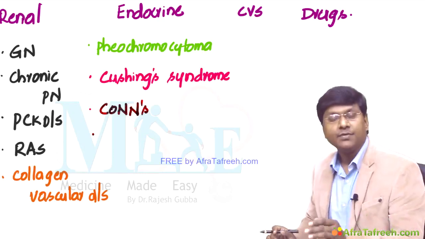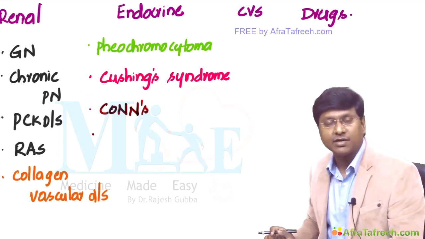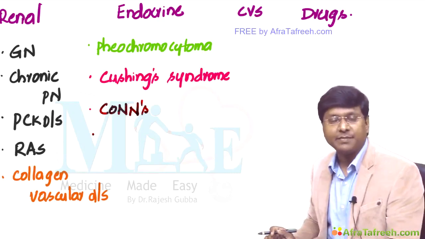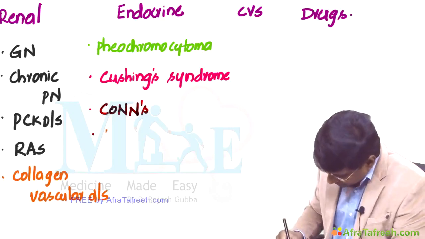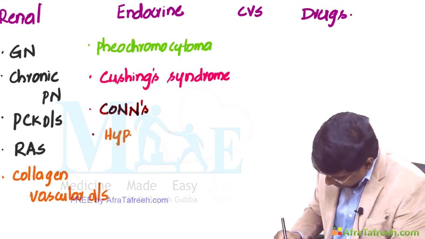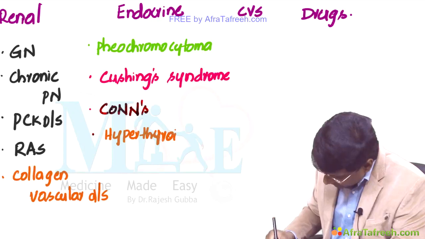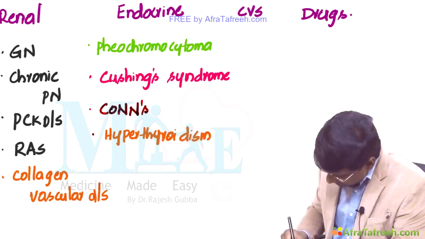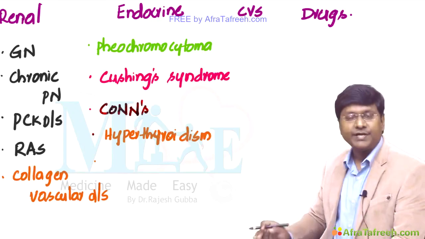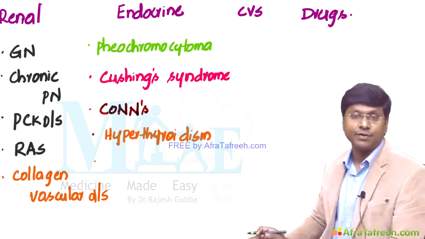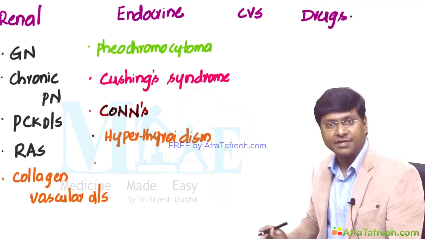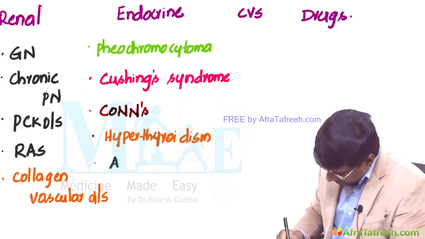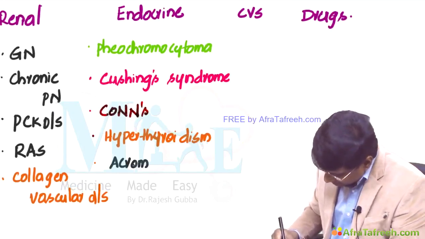Next to Conn syndrome, we have the disorders related to your thyroid. Patients with hyperthyroidism will have what is called systolic hypertension. So, conditions like hyperthyroidism can have systolic hypertension particularly. Next, take the clinical scenario where there is excessive production of growth hormone in adults. What is that condition? That is nothing but your acromegaly. So remember, patients with acromegaly can have hypertension.